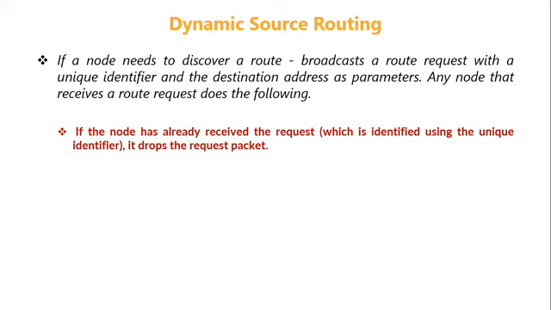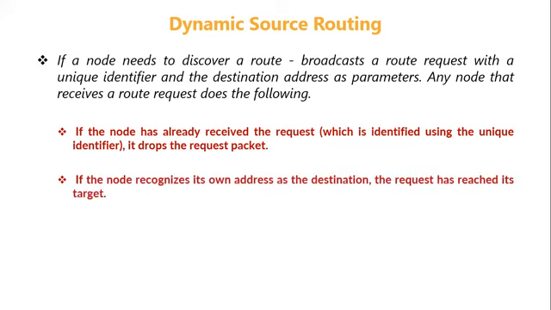So how to identify whether it is a duplicate packet or not? That is identified by the unique identifier. If it is receiving the same request with the same identifier, then it means that it's a duplicate packet. So it just discards it. This is the first option that will be done.